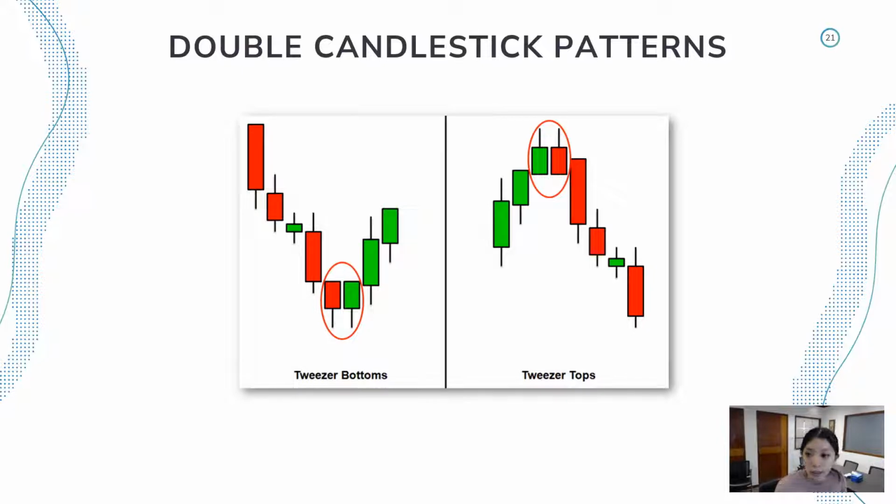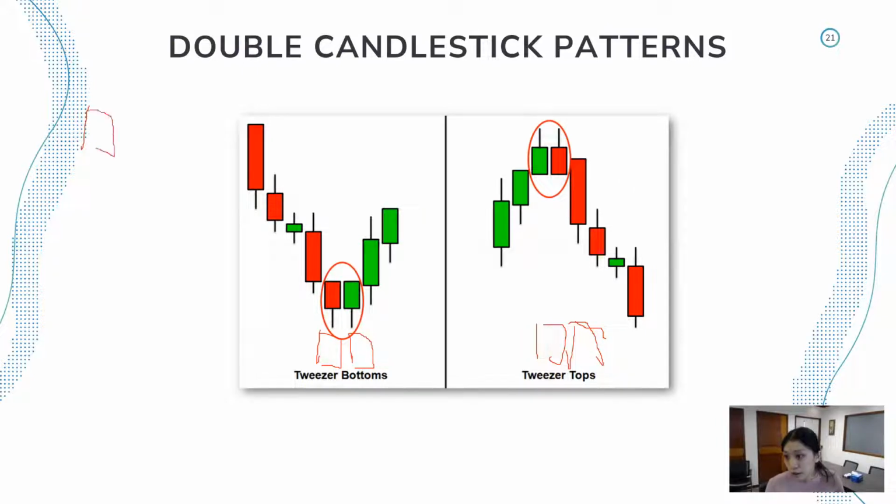So when looking for this, this is called the tweezer bottoms. Tweezer bottoms is the same size of a candlestick. Same goes for tweezer top: the same size of the two candlesticks at the top, at the resistance level. When looking for these tweezer patterns, you have to ensure that they are consistently the same size and should not be oddly shaped.